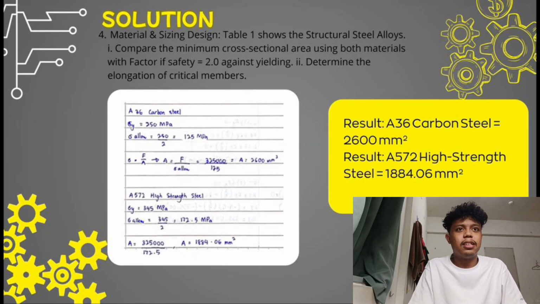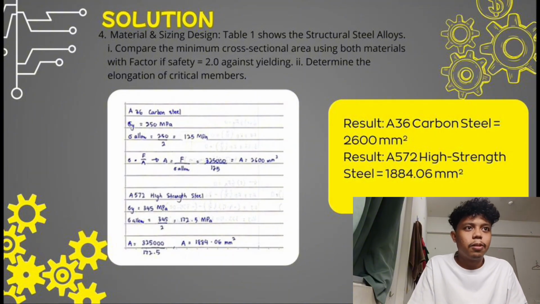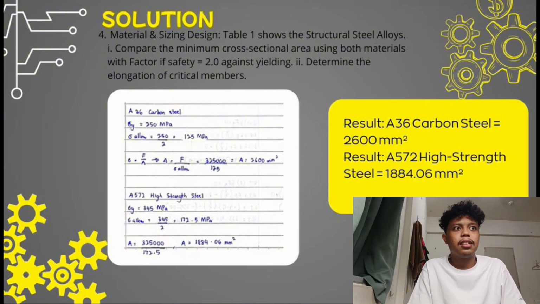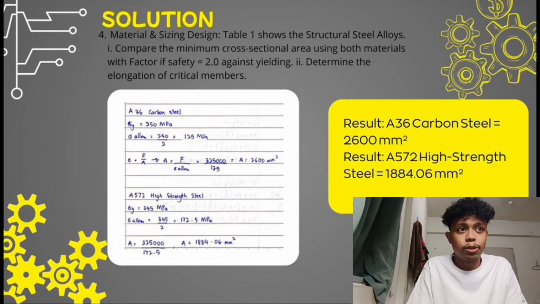The next is question 4. Table 1 shows the structural steel alloys. Question 1 is to compare the minimum cross-sectional area using both materials with a factor of safety equal to 2.0 against yielding. And question 2 is to determine the elongation of the critical members.